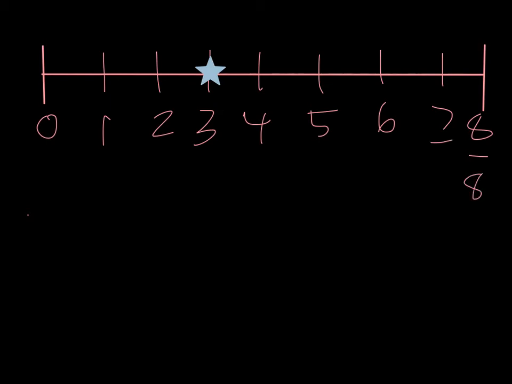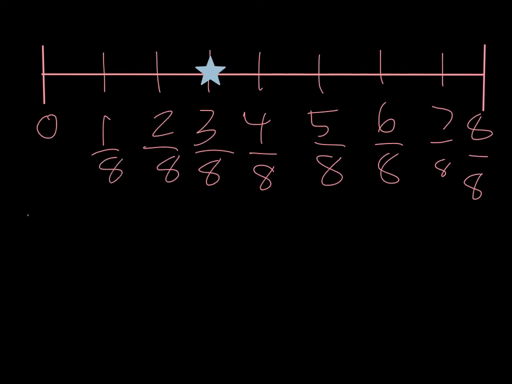So I'm going to go back and put 8 under each line, because it means each little line is 1/8 of the whole line, so it takes 8 of them to make one whole line. Then all I do is I go back, I find my star, I circle it, and you see that it is at 3/8.